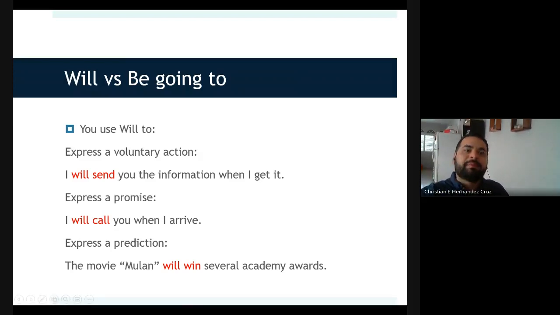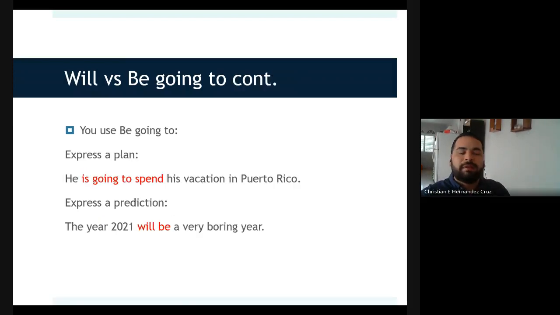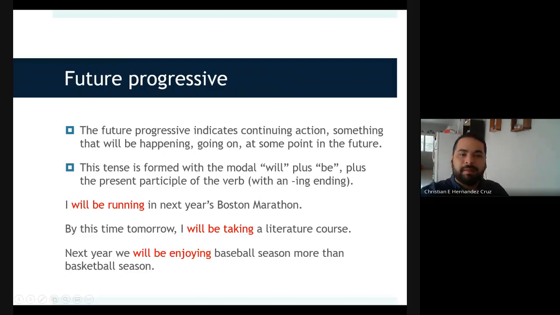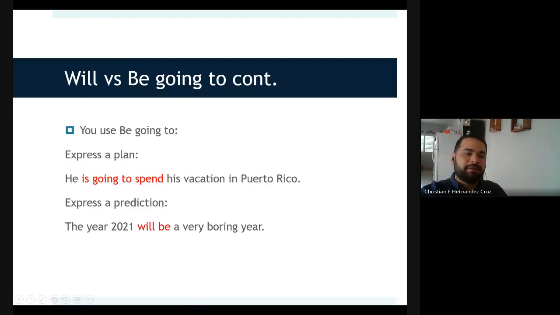So to recap, you use will to express a voluntary action, to express a promise, or to express a prediction. Now, how do you use be going to? You can either use it to express a plan or also to express a prediction. A plan is, for example, he is going to spend his vacation in Puerto Rico. And of course, a prediction: hopefully, the year 2021 will be a very boring year. I can't take much more excitement.